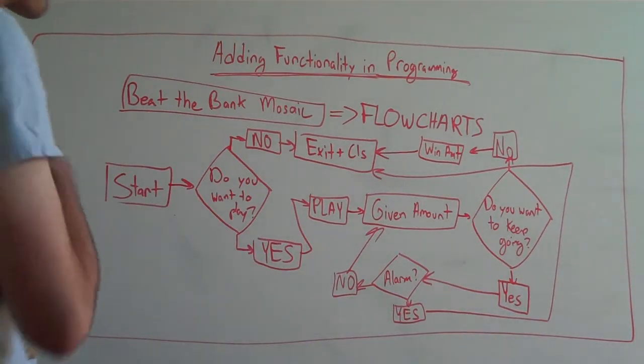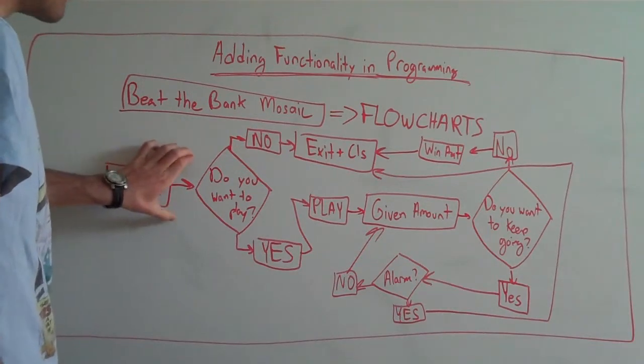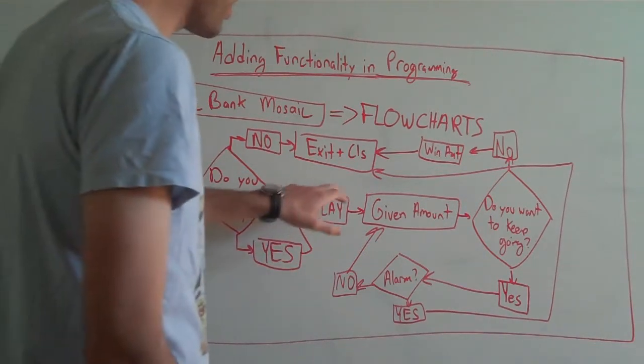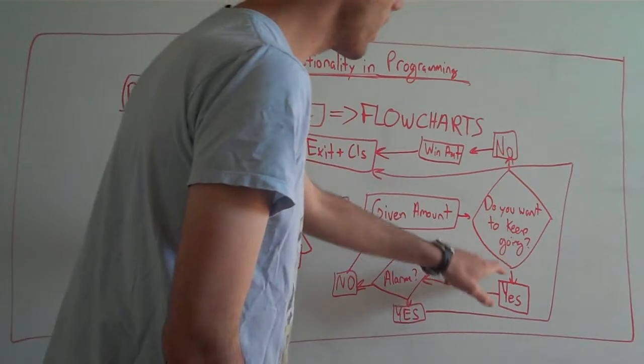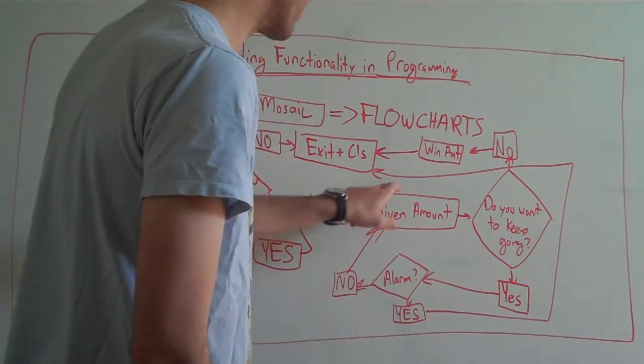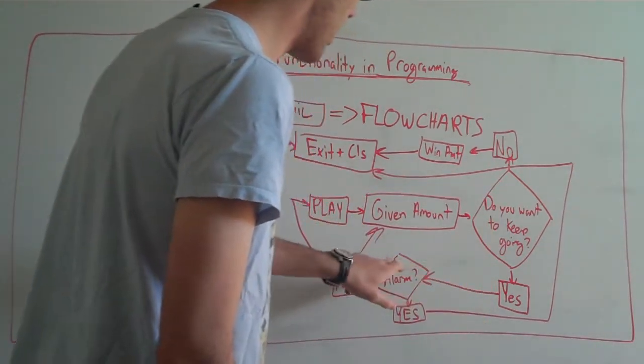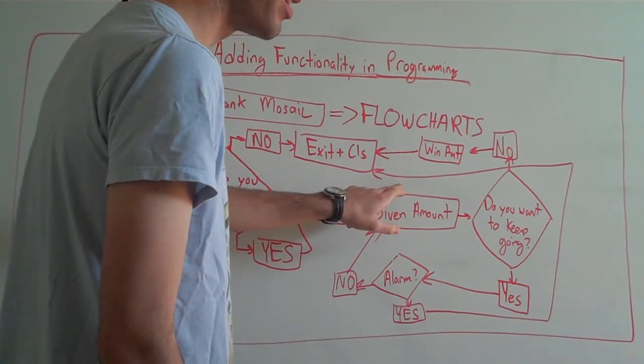Let's take a look. We start the game. Do you want to play? Yes. Let's play. I'm given an amount. Do you want to keep going? Yes. Alarm? No. Given an amount. Do you want to keep going? Yes. Alarm? No. Given an amount. Yeah, it's in a loop.